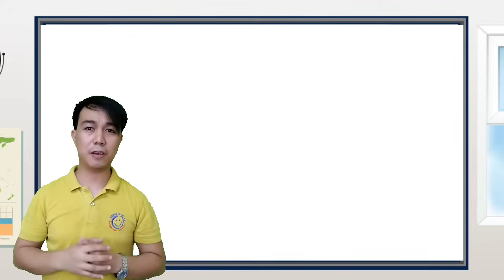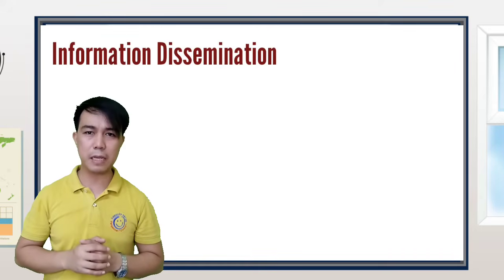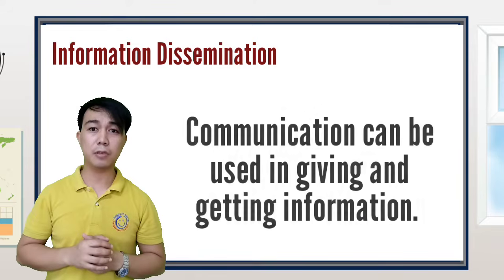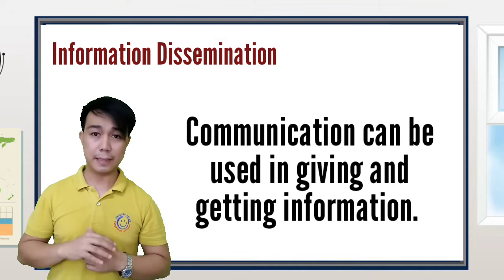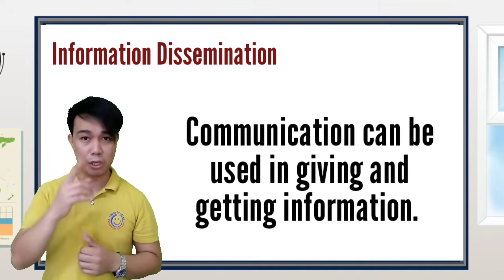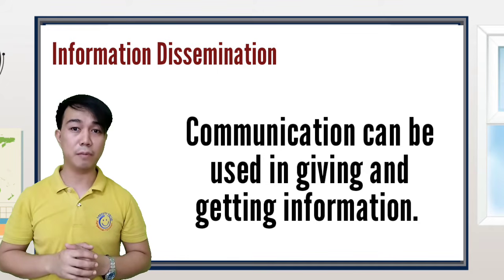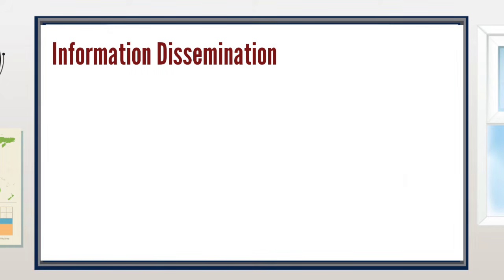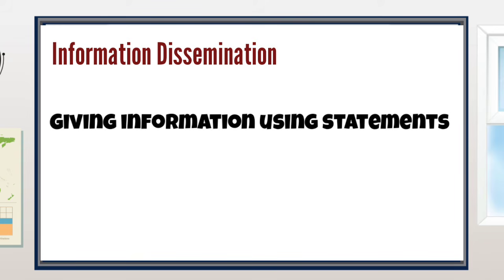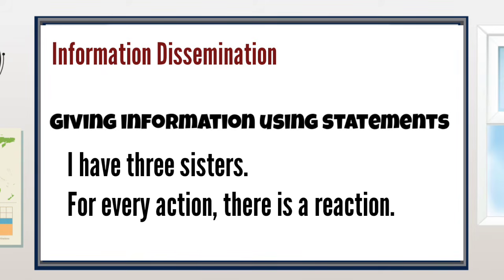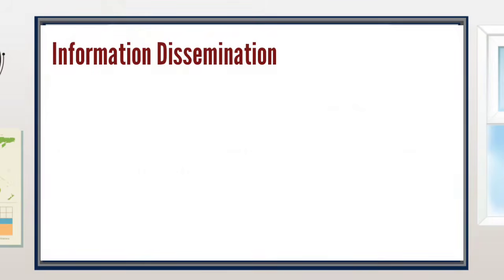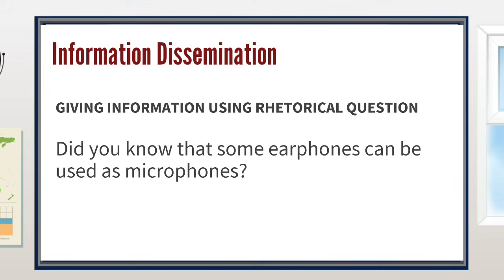The fourth function of communication is information dissemination. This communication can be used in getting and giving information. And here are the basic forms of information dissemination. Giving information using statements. I have 3 sisters. For every action, there is a reaction. Giving information using rhetorical question. Did you know that some earphones can be used as microphones?